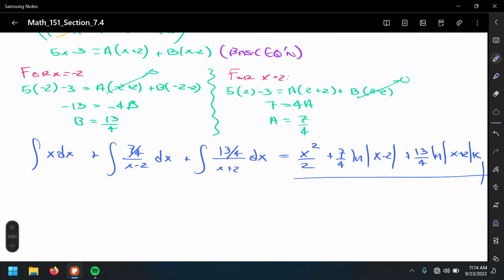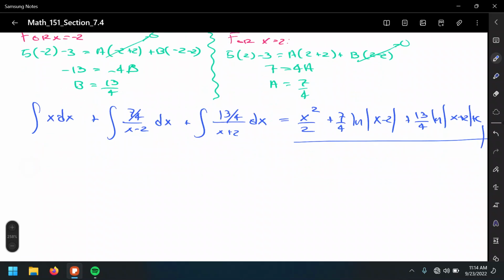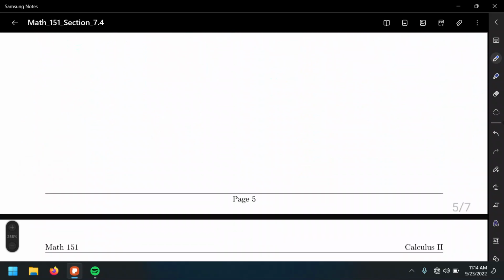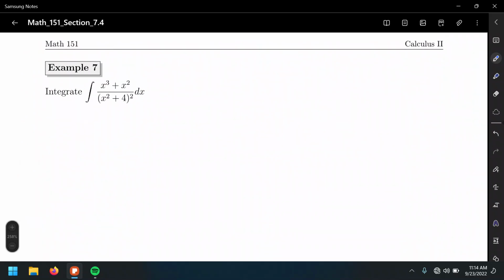The next one, however, I was eager to get to this one. The integral of x cubed plus x squared divided by the quantity (x squared plus 4) squared. Well, number one, let's look at this integral. Number one, the rational expression is proper. Degree 3 in the numerator and essentially degree 4 in the denominator. So we're good.